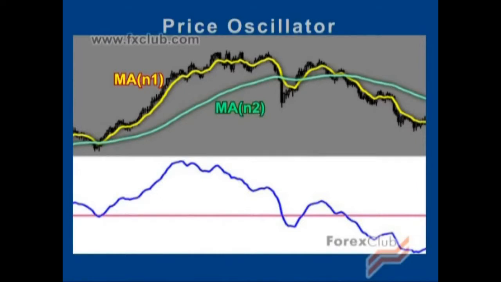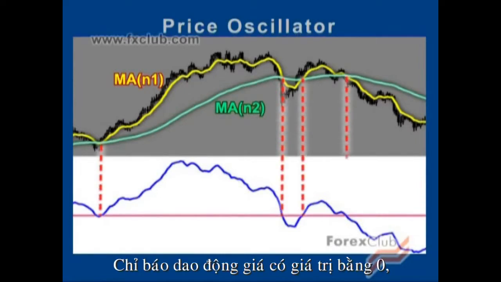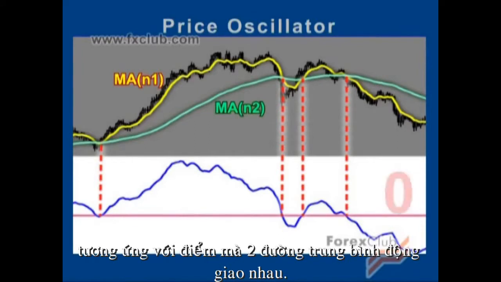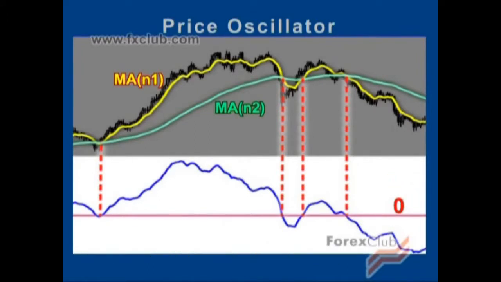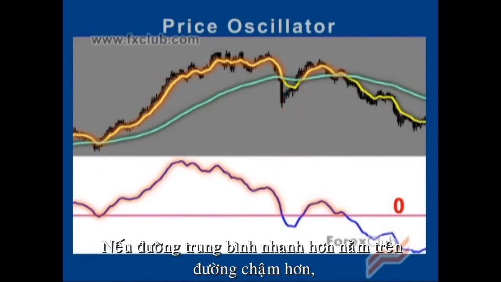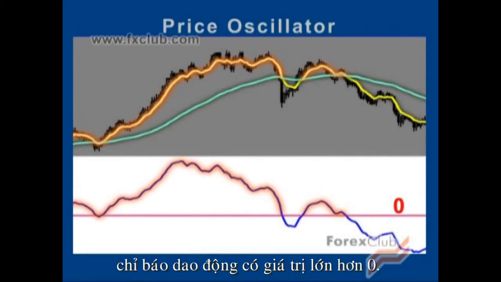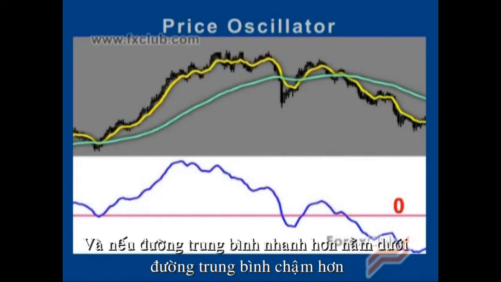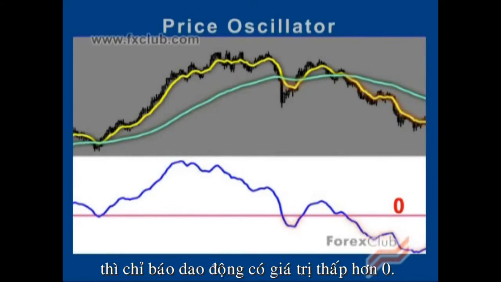The price oscillator has a value of 0 at the points where the 2 moving averages cross. If the fast line is higher than the slow line, the oscillator has a value above 0, and if the fast line is lower than the slow line, the oscillator value is less than 0.